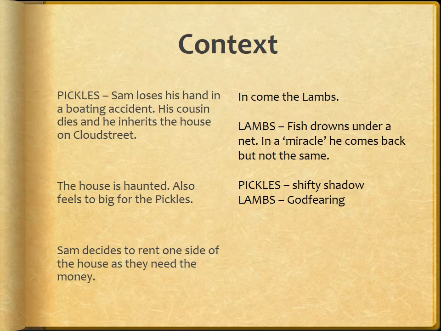And so the Pickles, they believe in the shifty shadow of luck, and they believe that luck and fortune are very fluid and move from person to person. And on the other hand, there's the Lambs, and they're this God-fearing family, often referred to as Bible bashers. And so a lot of the tragedy, a lot of the notions and the connotations of character arcs are based on these concepts and conflicts of the characters' beliefs in relation to the tragedy that they experience in the family.